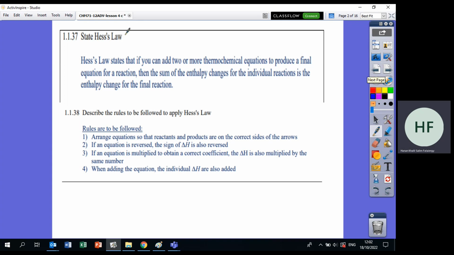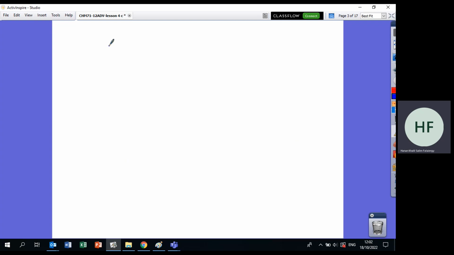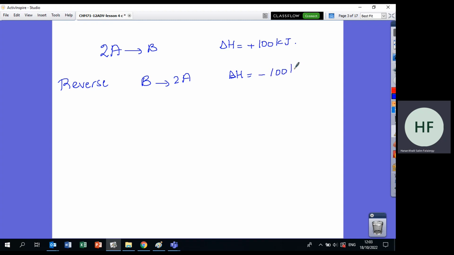Now, first of all, the rules that should be followed. Let me insert a page for you and remind you of some of the rules. If I have a reaction saying 2A is becoming B, and delta H for this reaction is 100 kilojoules, what happens if I reverse the reaction? It will be B giving me 2A, and delta H, I simply change the sign. So if it was positive, I will say this is minus 100 kilojoules.